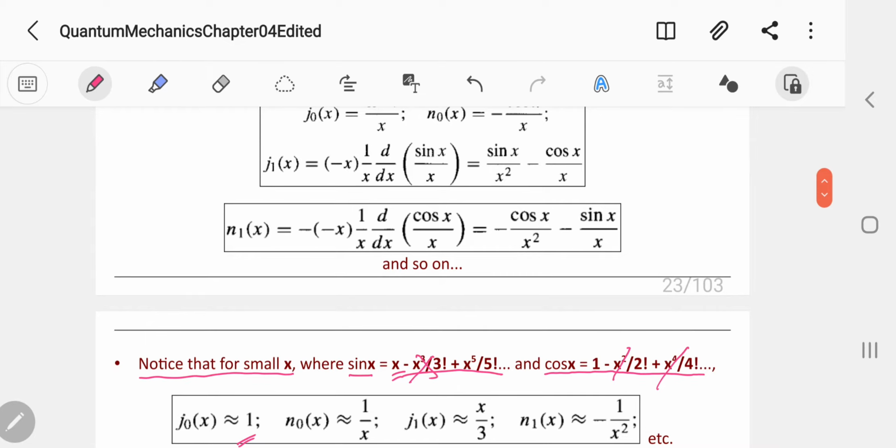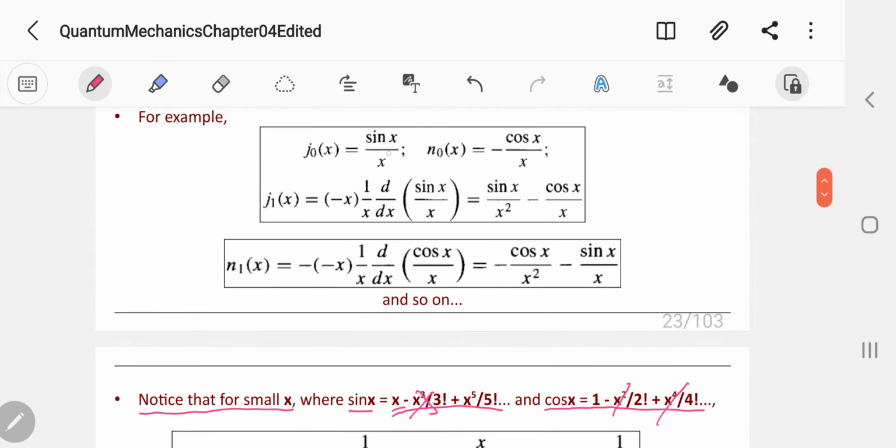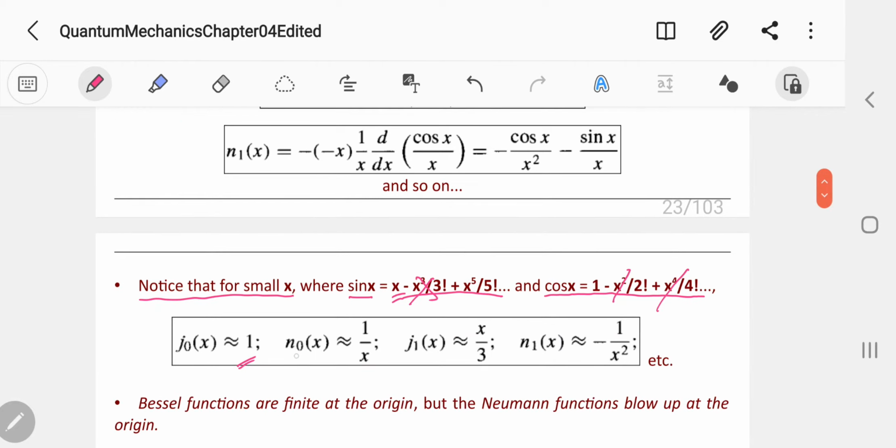Here, because this is now equal to x, x over x is just equal to 1, and cosine x will be just equal to 1, so that's 1 over x for your n0 of x. And the other j's and n's would follow.